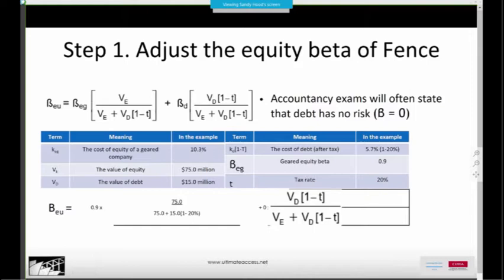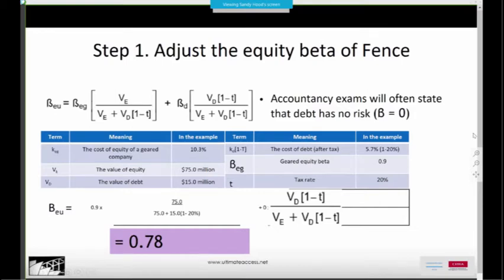So 75 million for the value of equity, 15 million for the value of debt, and the geared equity beta was 0.9. As soon as we know that the beta for debt is 0, then anything times 0 is 0. So we only need the first half of the formula, and we work that through to give us an ungeared beta of 0.78.